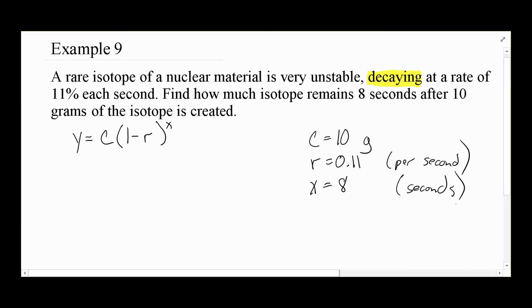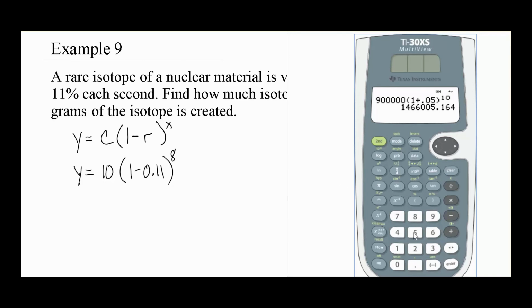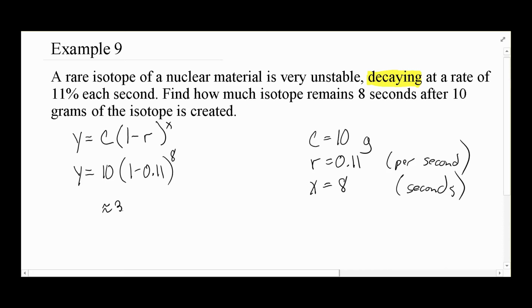And then we're just going to plug those numbers in. We're going to say 10 times (1 minus 0.11), all to the 8th power. Now, if you wanted to go ahead and simplify 1 minus 0.11 down to 0.89, you could, of course, do that. Or we could just let the calculator do it. We could say 10 times (1 minus 0.11), all raised to the 8th power. There's our answer. We're going to call it, let's say, 3.94. And that was measured in grams.